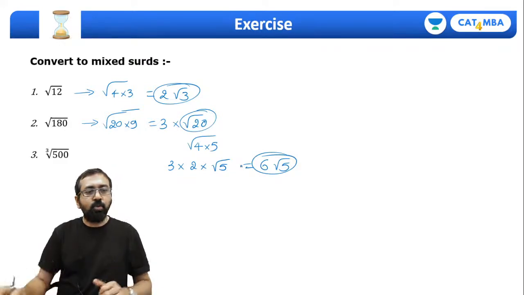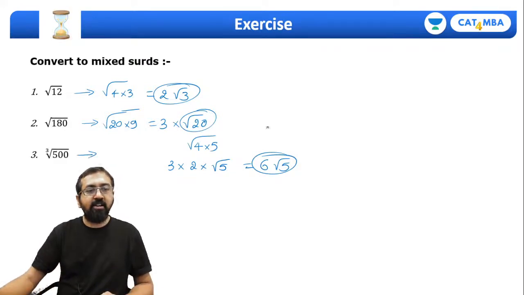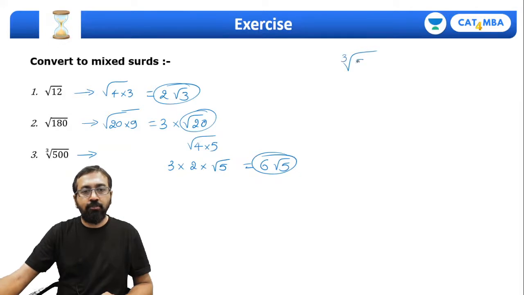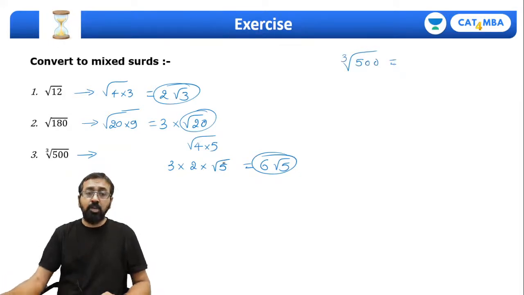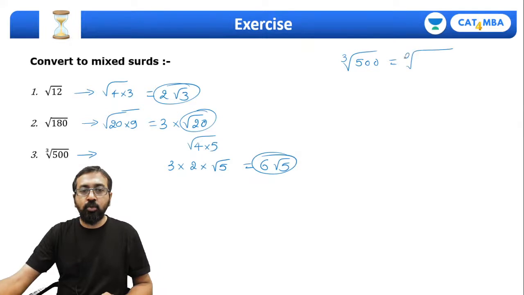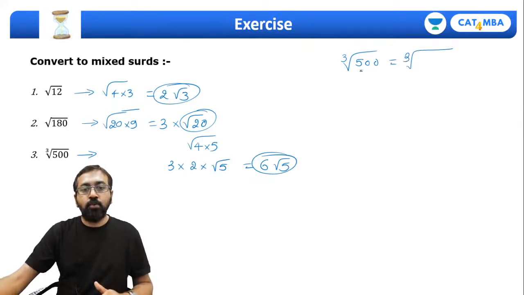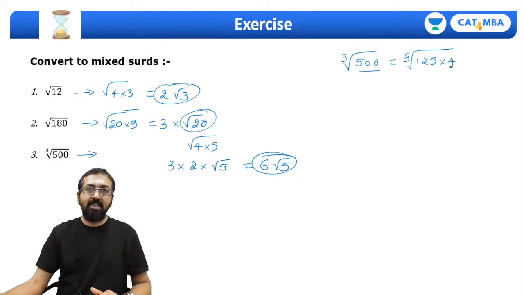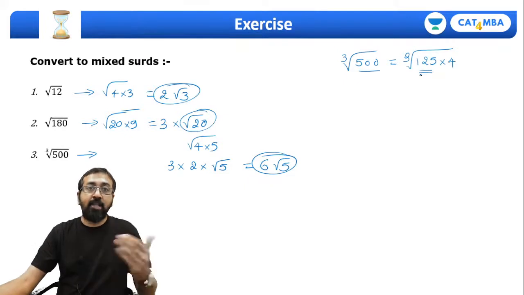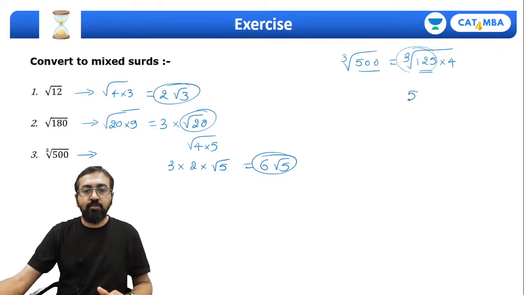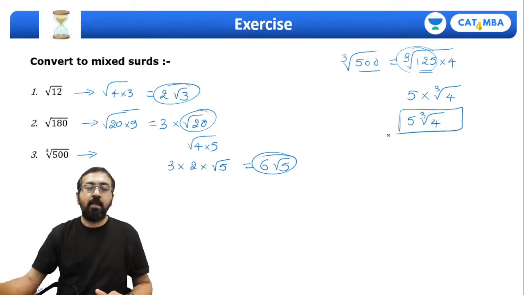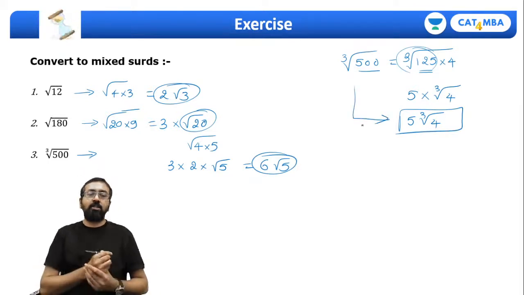Okay, and one more question, cube root of 500. Let me just write it over here. Now you will have to split this 500 in two parts such that you can find the cube root of one of those parts. So 500 can be written as 125 into 4, isn't that? And see, 125 is a perfect cube number, it's 5 cube. So cube root of 125 is 5, into the cube root of 4 as it is. So 5 cube root of 4 is the answer, the mixed surd form for this pure surd.